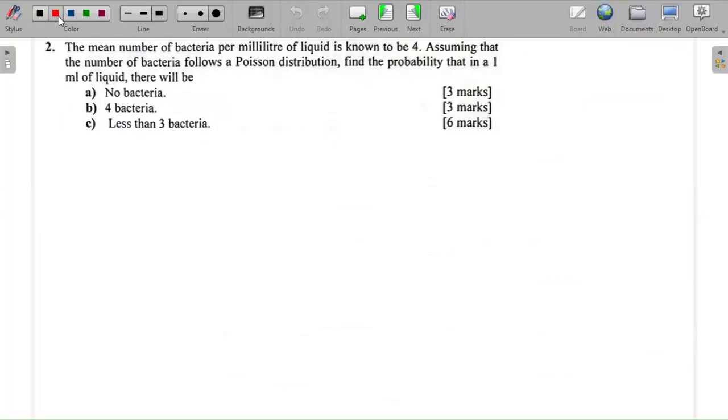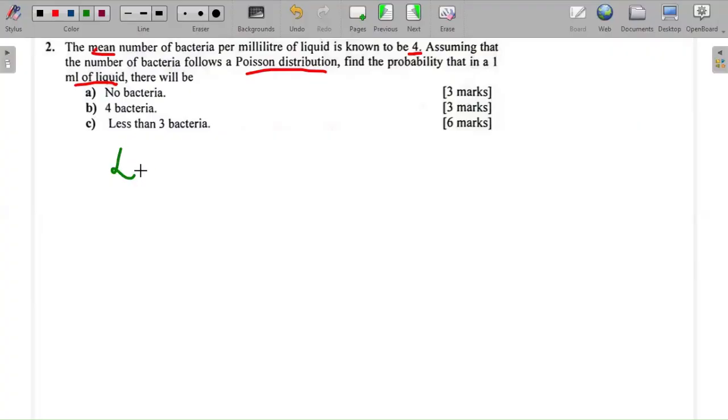The question says, the mean number of bacteria per milliliter of liquid is known to be 4. So the mean is 4. Assuming that the number of bacteria follows a Poisson distribution, find the probability that in a 1 milliliter liquid, there will be no bacteria, 4 bacteria, less than 3 bacteria. Here we've been told the distribution is Poisson, so it makes the question even simpler.